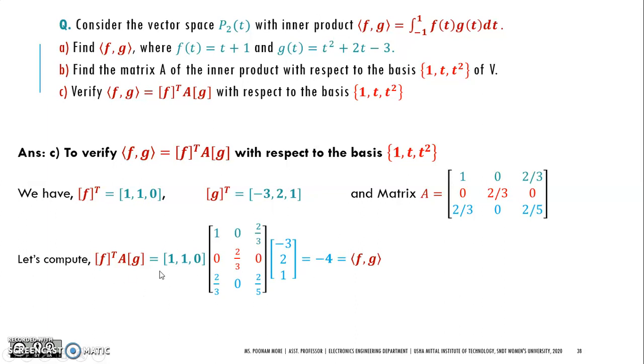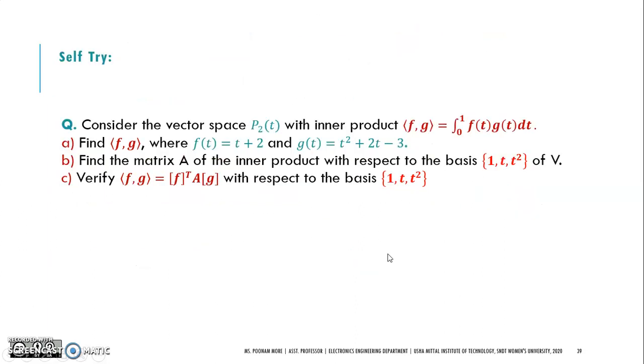By taking the product of these matrices, the result comes out as -4, which is equal to the inner product of F with G that we have already found in section A, and hence this relation is true. So you can try this problem by considering the same steps as we have just now discussed.